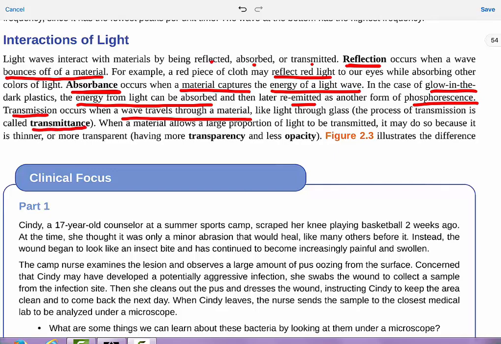And the process of transmission is called transmittance. So there is reflection, absorbance, and transmittance. When a material allows a large proportion of light to be transmitted, it may do so because it's thinner, for example, or more transparent like glass. It has more transparency and less opacity. So if something is very, very transparent, at high transparency, it has very low opacity. If it's high opacity, then it has low transparency, so something that's not able to be seen through.